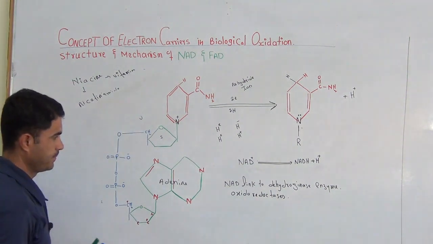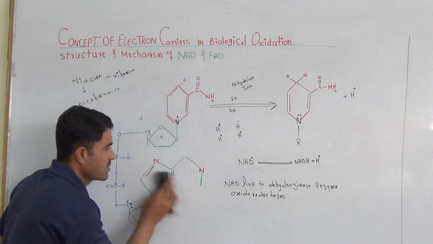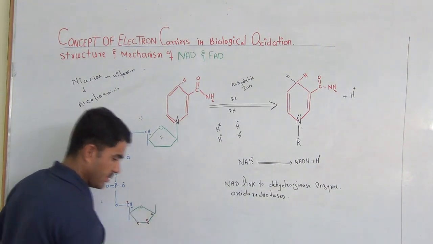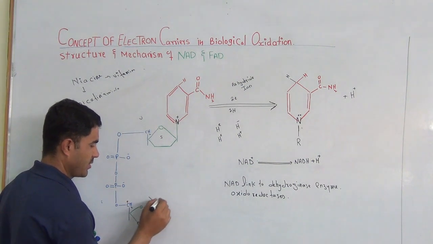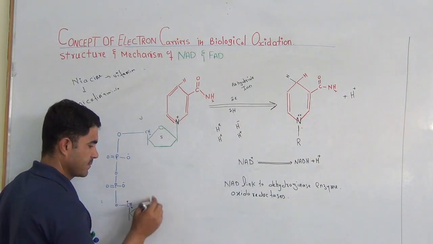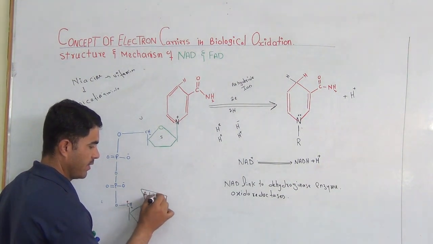Okay, you can erase this, right, because it's not important to us now. You can just write a box here, and in that box we have adenine, right?